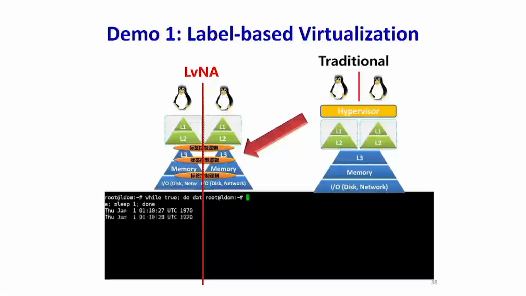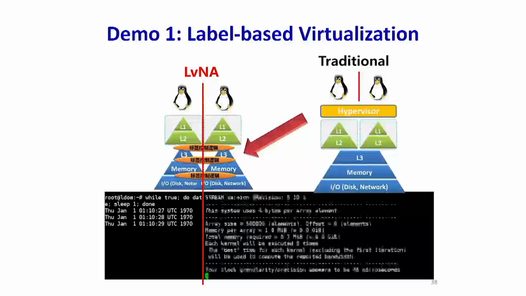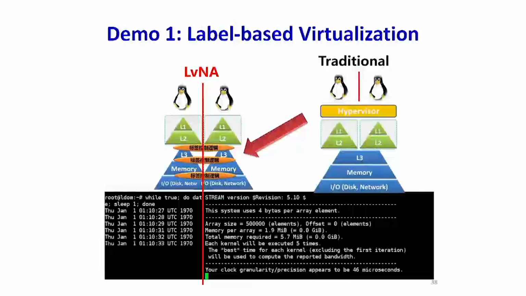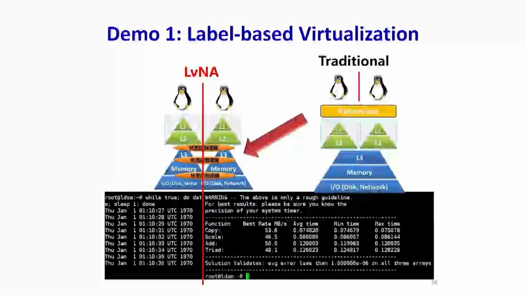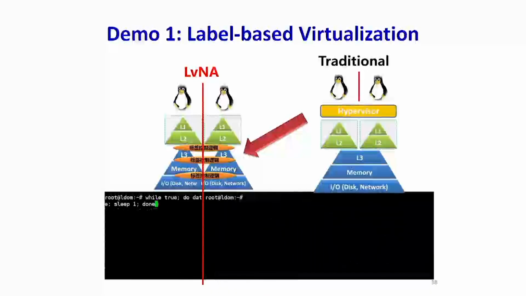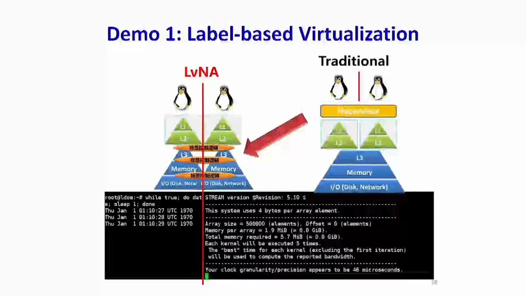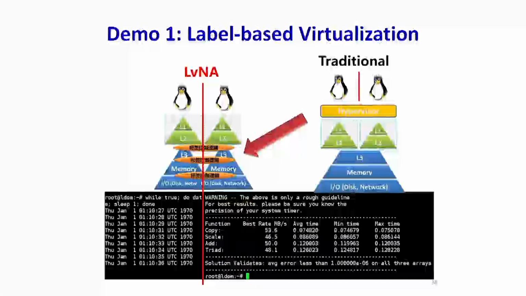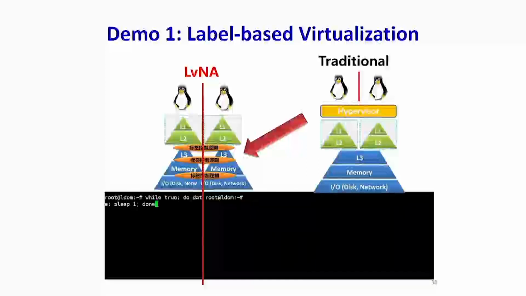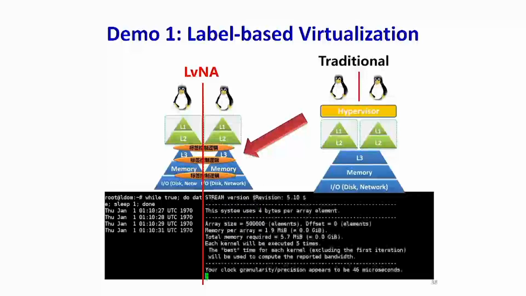Here we can see that we actually put some functionality of the hypervisor into control logic. So this is a traditional computer system. We have hardware and a hypervisor, which virtualizes it into several partitions, and each partition can run an operating system separately. But here, with the label mechanism, we can put some functionality into control logic.